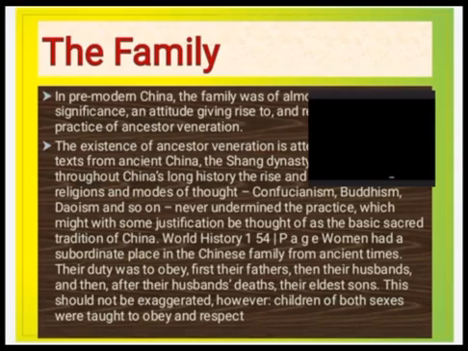Women had a subordinate place in the Chinese family from ancient times. Their duty was to obey first their father, then their husbands, and then, after their husband's death, their eldest son. This should not be exaggerated. However, children of both sexes were taught to obey and respect.